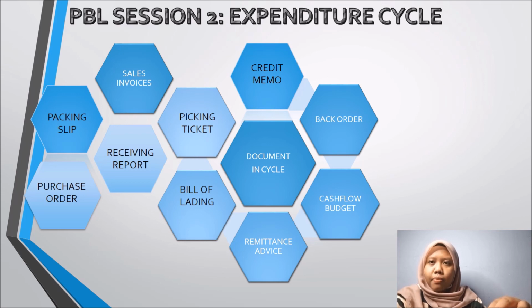Second last is a cash flow budget. Cash flow budget is a budget that shows projected cash inflows and outflows for a specified period. Lastly is a back order. Back order is a document authorizing the purchase or production of items that is created when there is insufficient inventory to meet customers' orders.